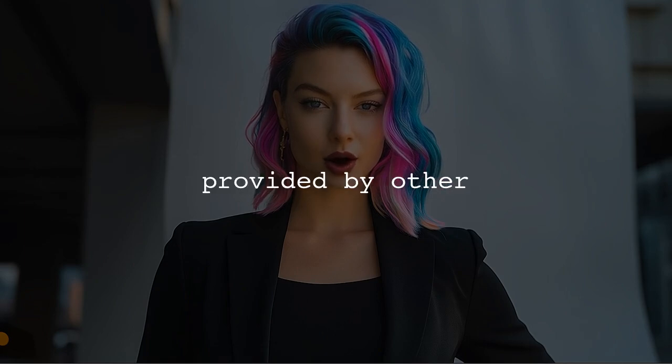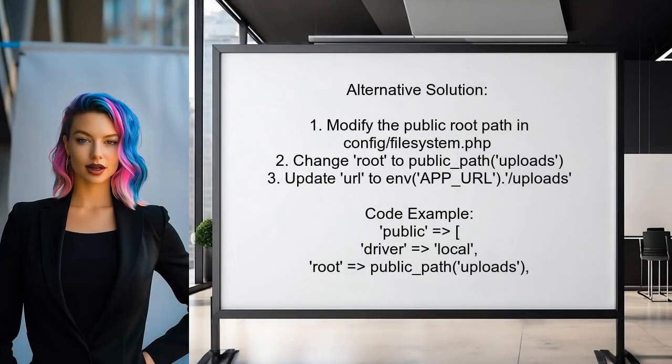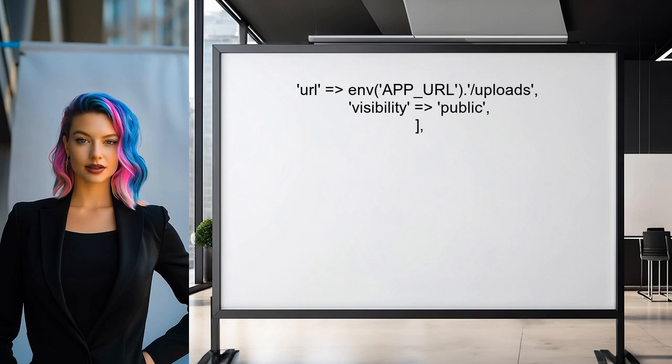Now, let's look at the answers provided by other users. An alternative solution shared by another user involves changing the public root path in the Laravel configuration. They discovered that Laravel couldn't access the files because the storage directory was outside the public root. By modifying the file system configuration, they redirected the public path to a folder within the public directory, allowing access to the uploaded files while still using the storage class.